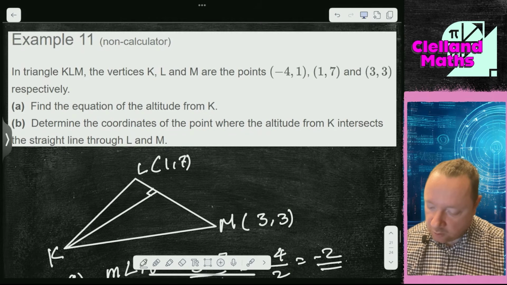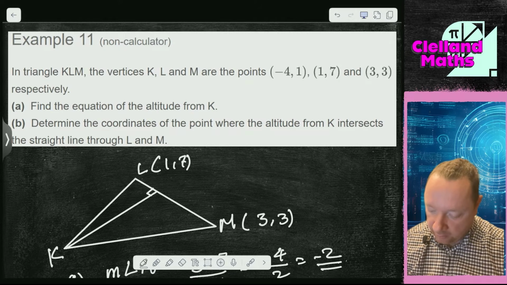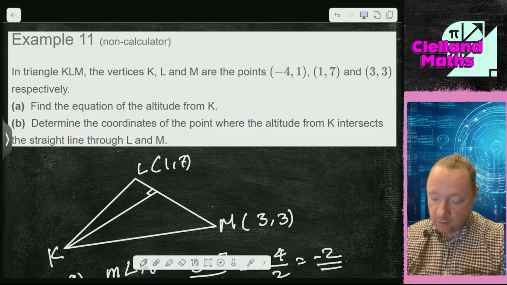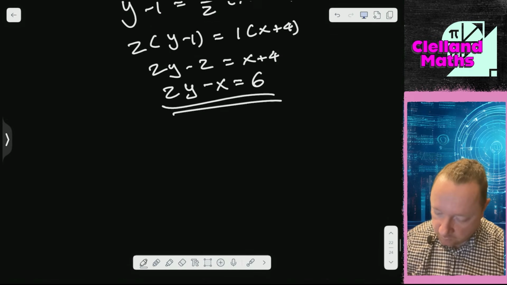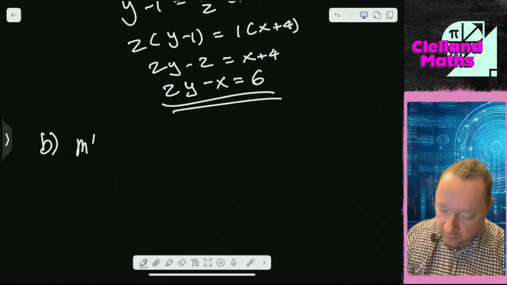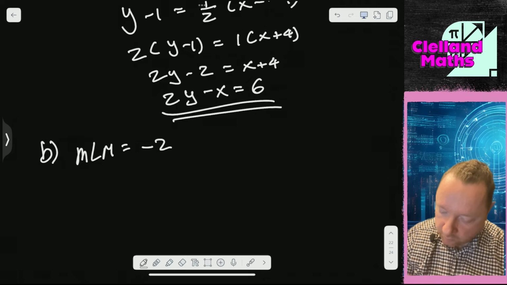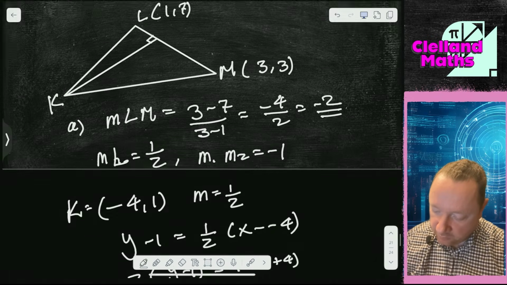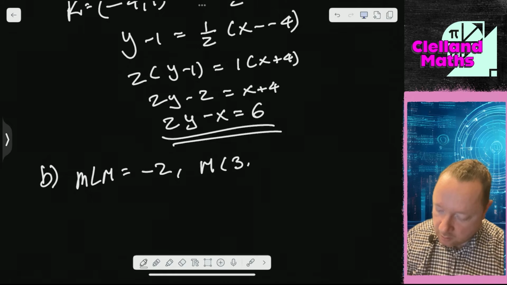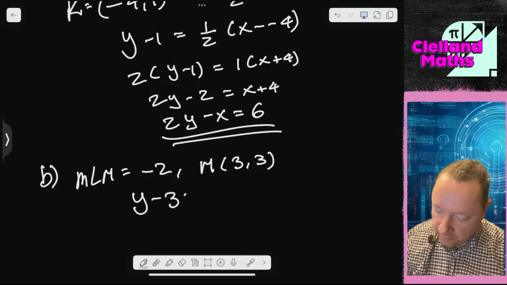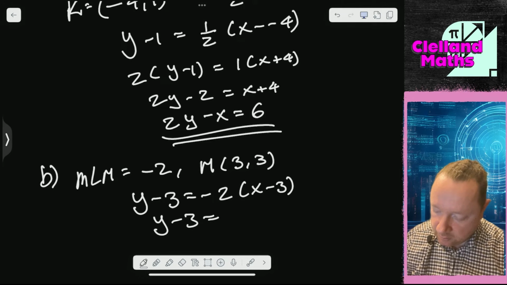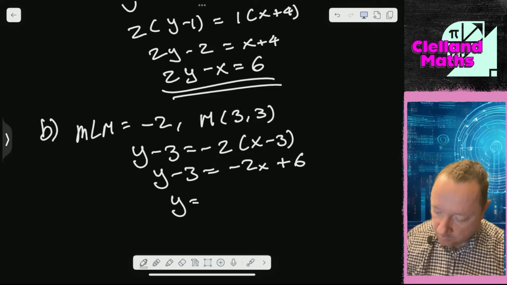Part B says determine the coordinates of the point where the altitude intersects a straight line through L and M. So it wants us to find a straight line through L and M, so I'm going to have to find the equation of that. For part B, we already know the gradient of LM, I think. I think we did that in part A. That was minus 2. So then we'll just pick a point. We could pick 1, 7 or 3, 3. Well, 3, 3 seems more reasonable. So y minus b equals m(x minus a). Y minus 3 equals minus 2x plus 6. So y equals minus 2x, 6 plus 3 is 9.